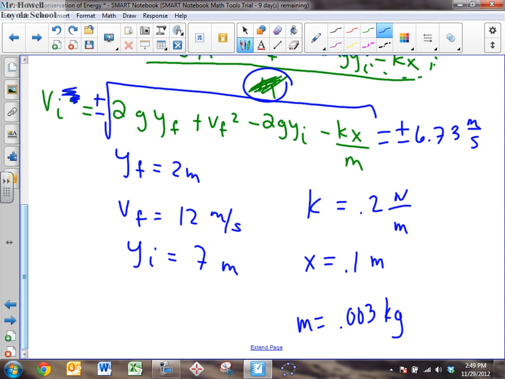I want to know what the speed is, so I don't need the plus or minus. I just choose the positive answer. So the final answer for speed is simply 6.73 meters per second. Again, I don't care about the plus or minus.